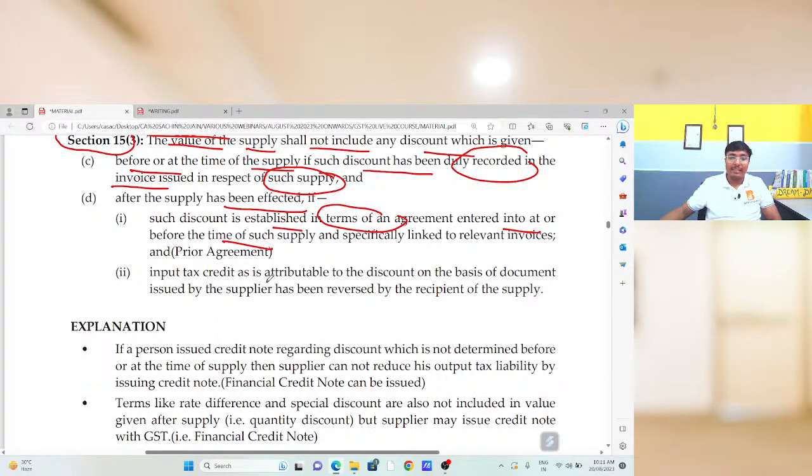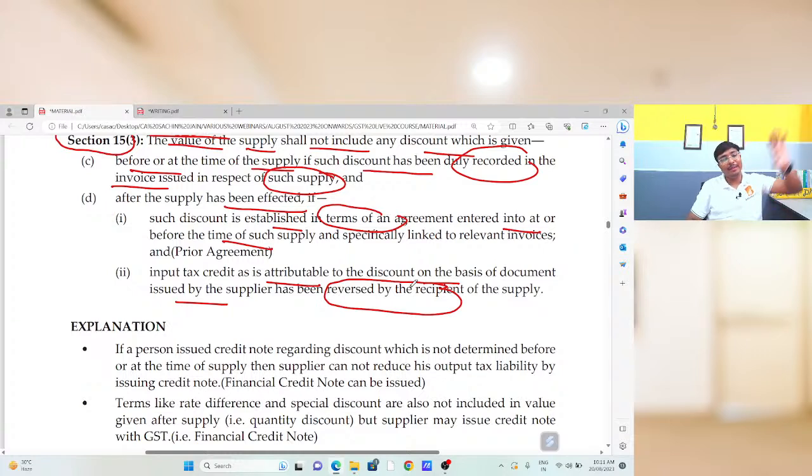Input tax credit as is attributable to the discount on the basis of document issued by the supplier has been reversed by the recipient, and there is one more requirement that input tax credit has to be reversed by the recipient. Okay, that is the scenario of discount.